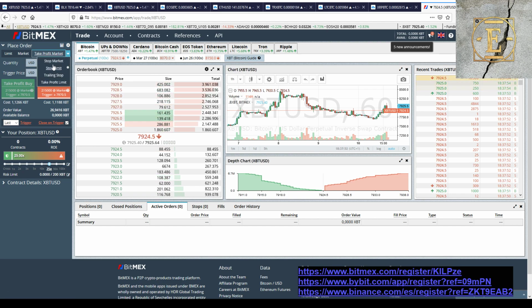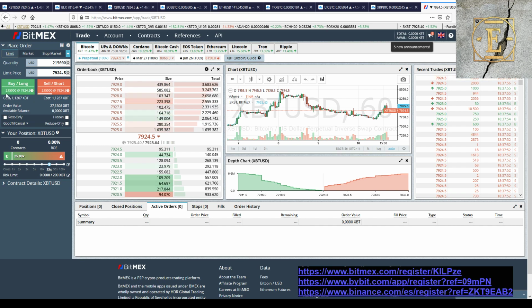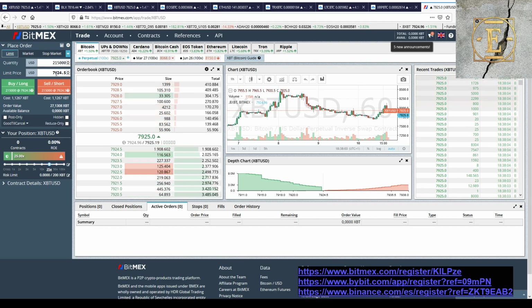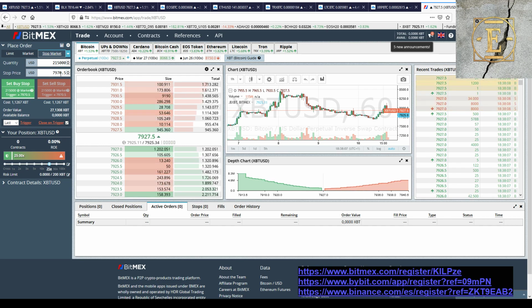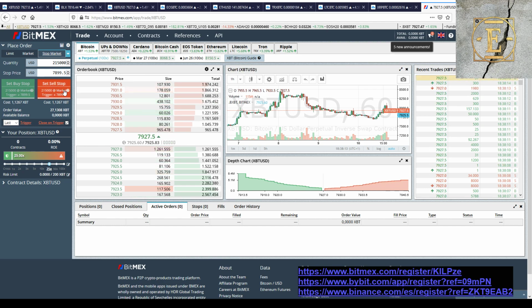The stop market is the classic stop. If you enter a long position at this level, and you want to get out if price goes below 7,900, you put your stop market at, for example, 899. When the price arrives at this area, your position is closed automatically with a market order.